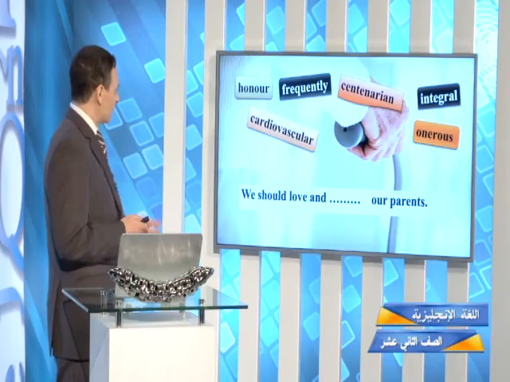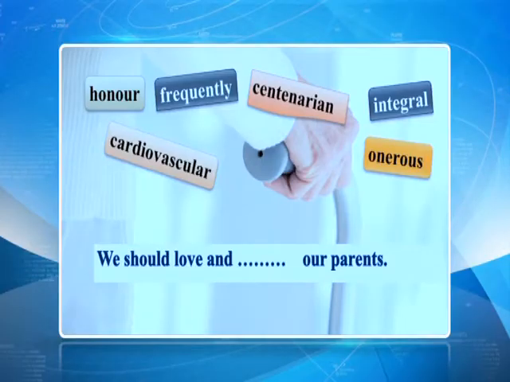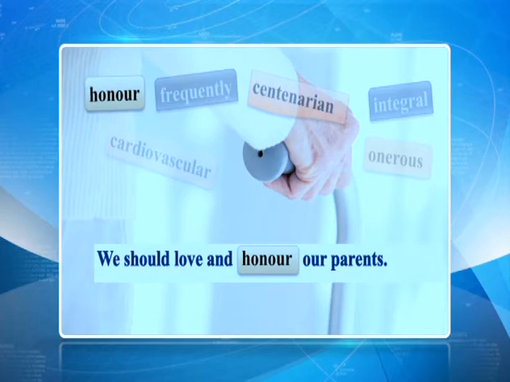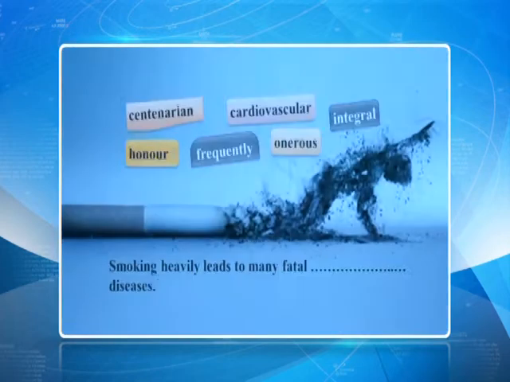Okay? And the first sentence reads, we should love and our parents. Now, love is a verb and "and" is a coordinator, so we need a verb from the list, and the only verb from the list is the word honor. We should love and honor our parents.